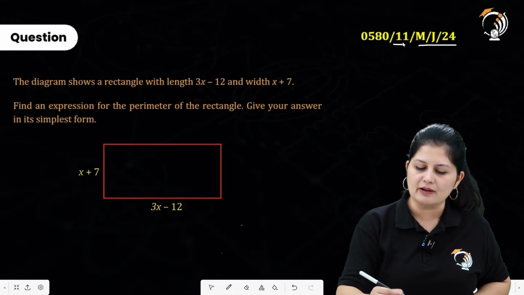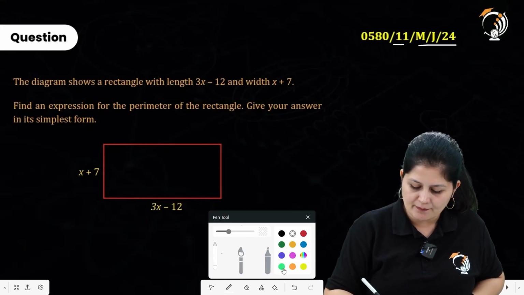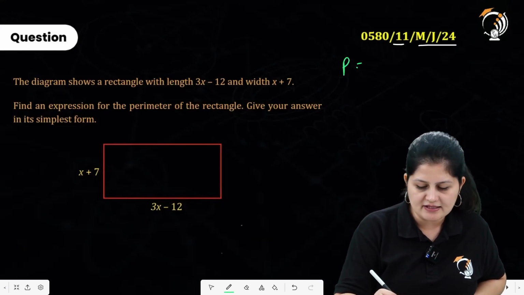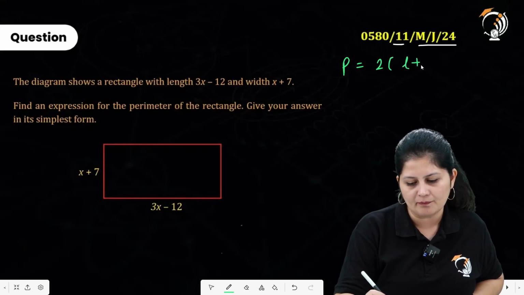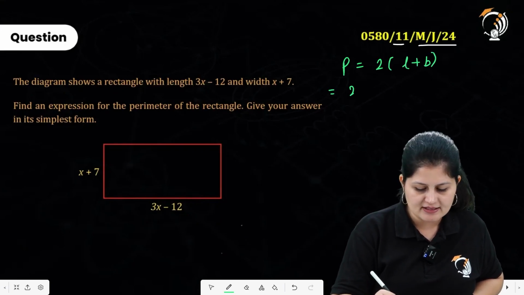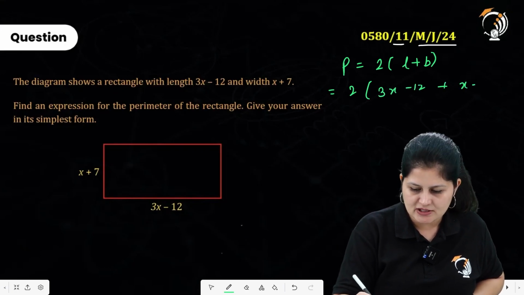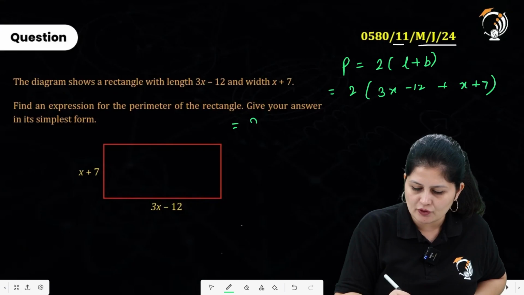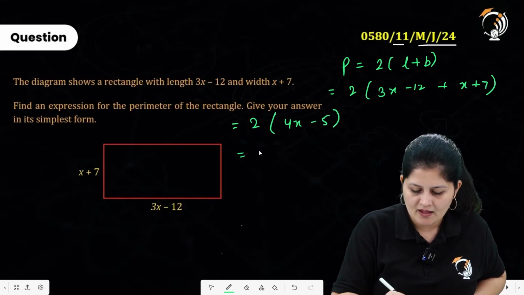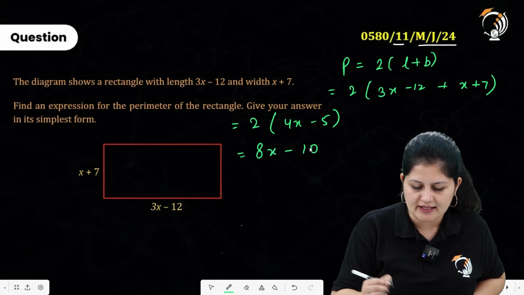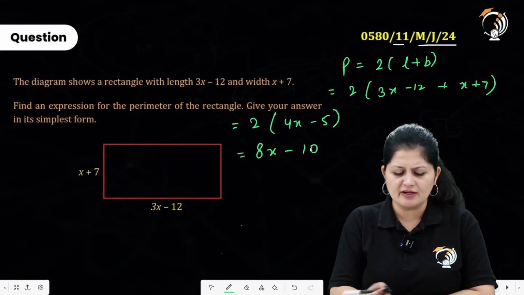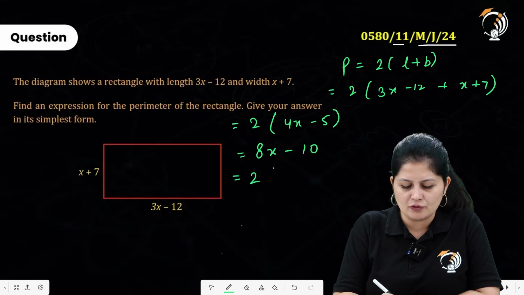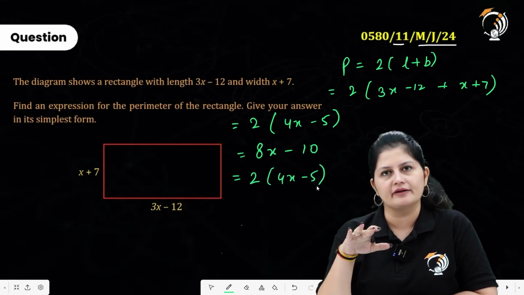So if we talk about solving it, we know that the perimeter of the rectangle is nothing but twice of length plus the breadth. So twice, if we talk about the length here is 3x minus 12, while the breadth is x plus 7. So that is equal to twice of 4x minus 5, which is nothing but 8x minus 10. So that is the answer. Further, if we need to solve it, we can just take out 2 common and write it as 4x minus 5. Entirely our choice, not mandatory here.